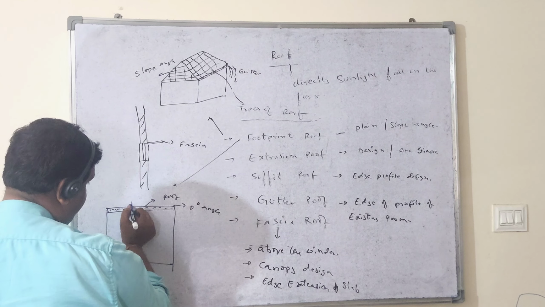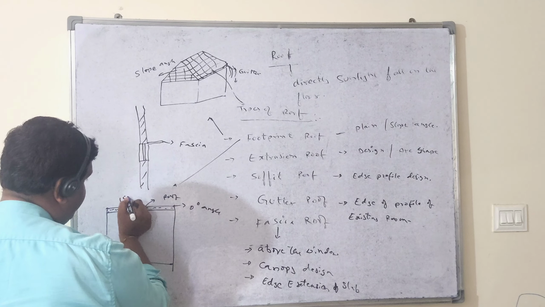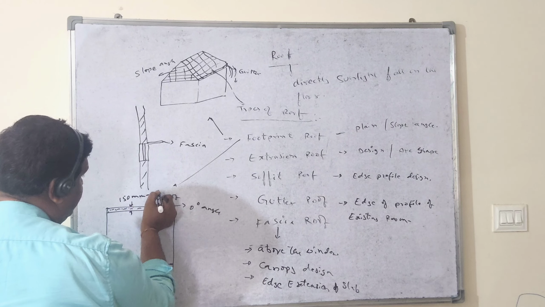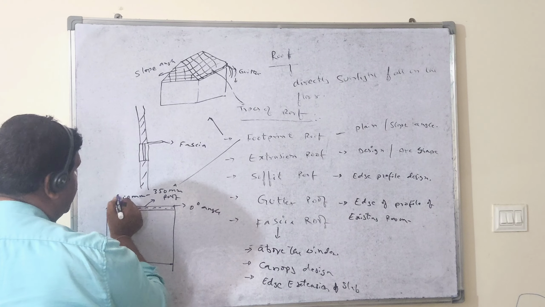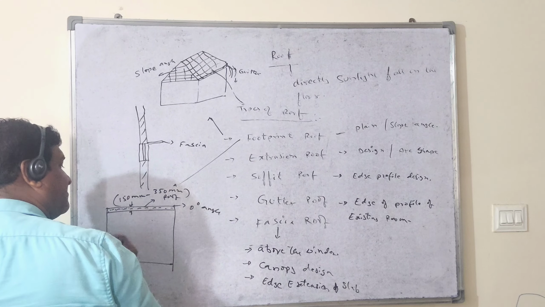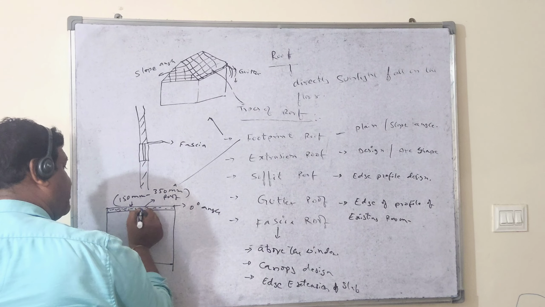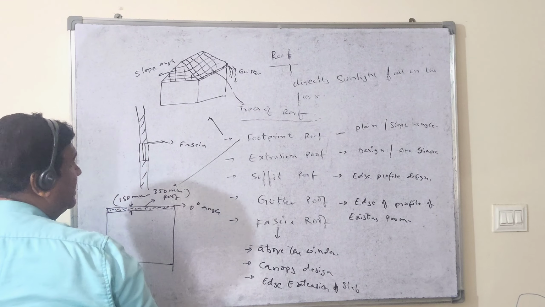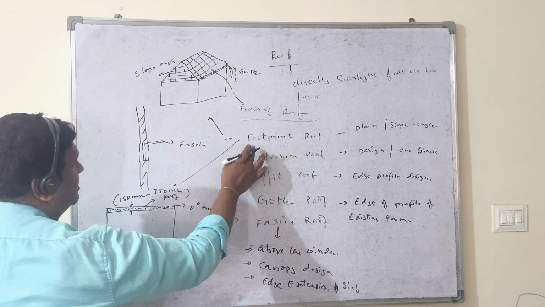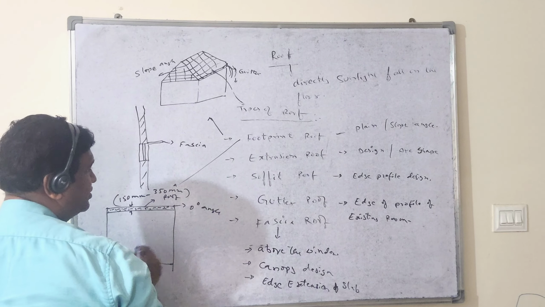Okay, and here the roof thickness is minimum 150 mm and maximum 350 mm; we can keep the thickness within that range. So thickness will be minimum 150, maximum 350. It should be there. So this type of roof, when we are going to work it out in a project, we will do this extrusion roof.